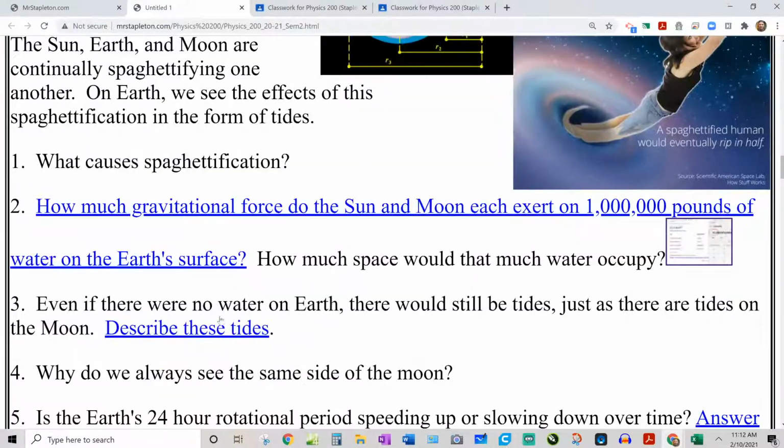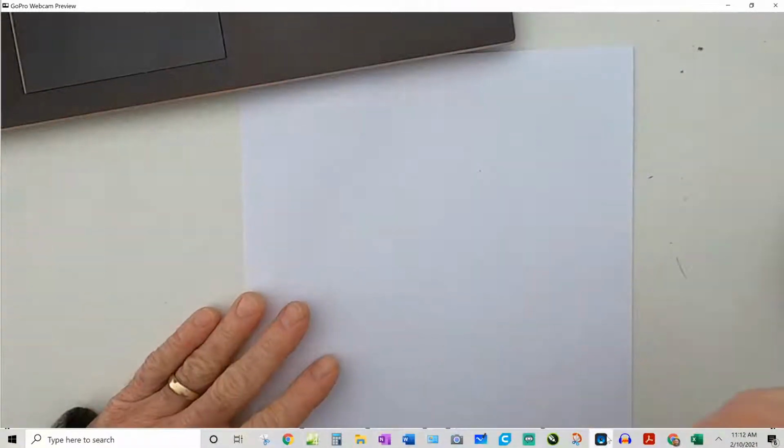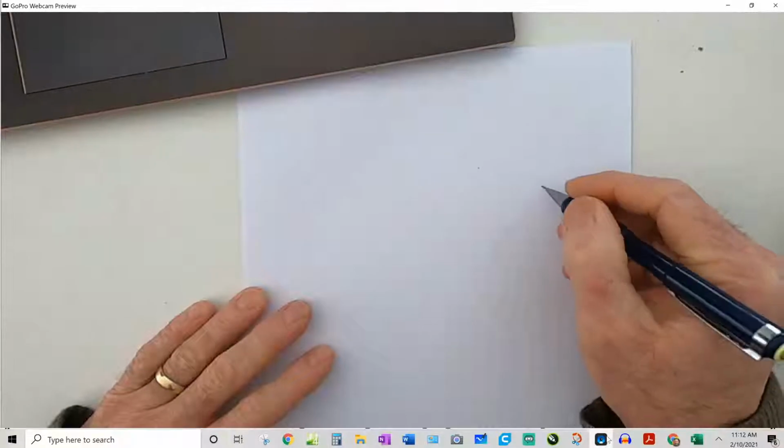So this next one. Number three, even if there were no water on the earth, there would still be tides, just as there are tides on the moon. Or maybe I should say just as there have been tides on the moon. Does anybody know what I'm talking about? How could there be tides on the earth if there's no water? I'm going to draw for a second while you consider that.